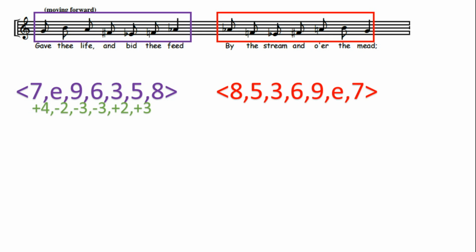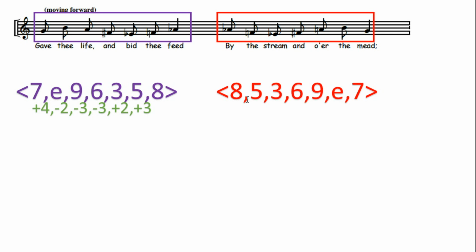The pitches within the red box are 8, 5, 3, 6, 9, E, 7. This is an exact reverse order of what happened in the previous measure. In red, we start with 8. Over here, we ended with 8. In red, the next was 5, then 3, then 6, then 9, then E, then 7, and we started with 7 over here.